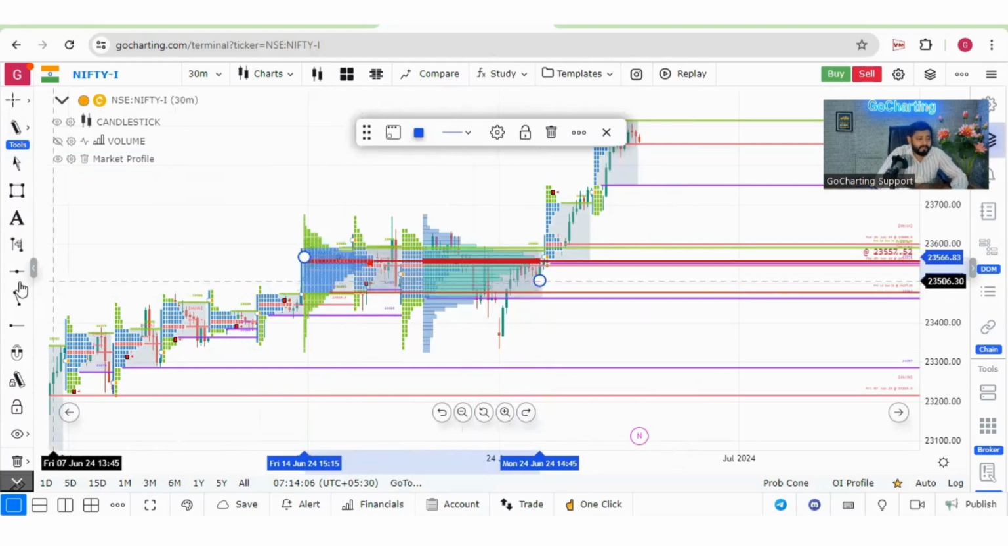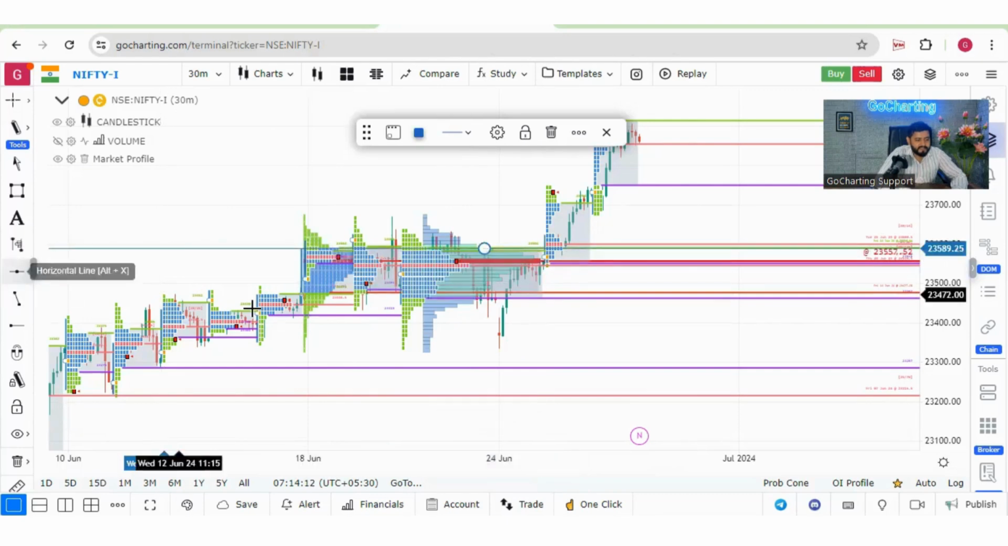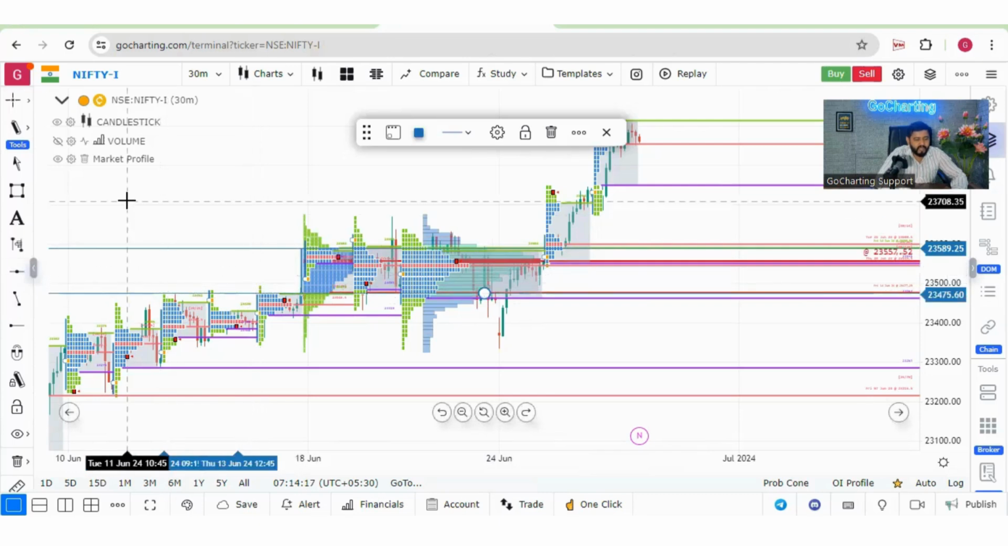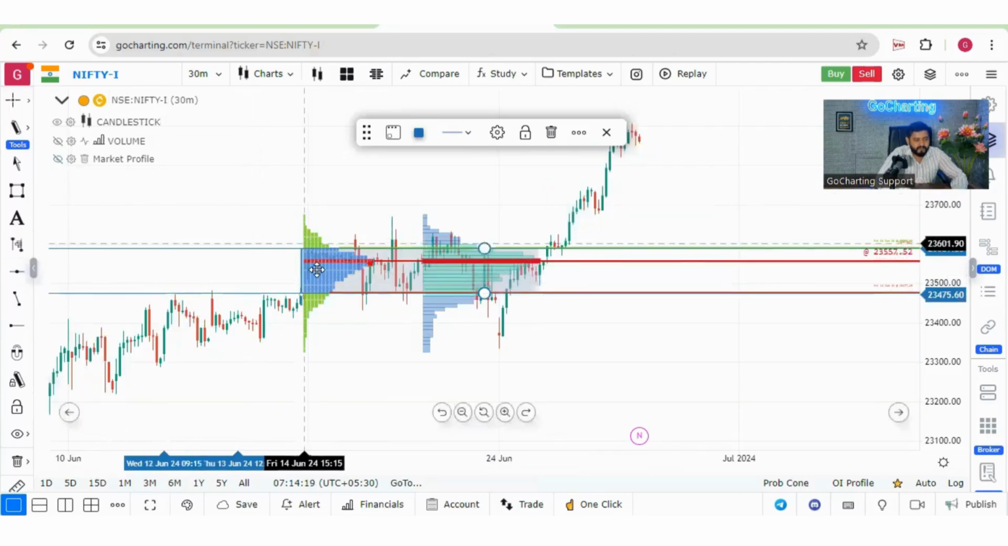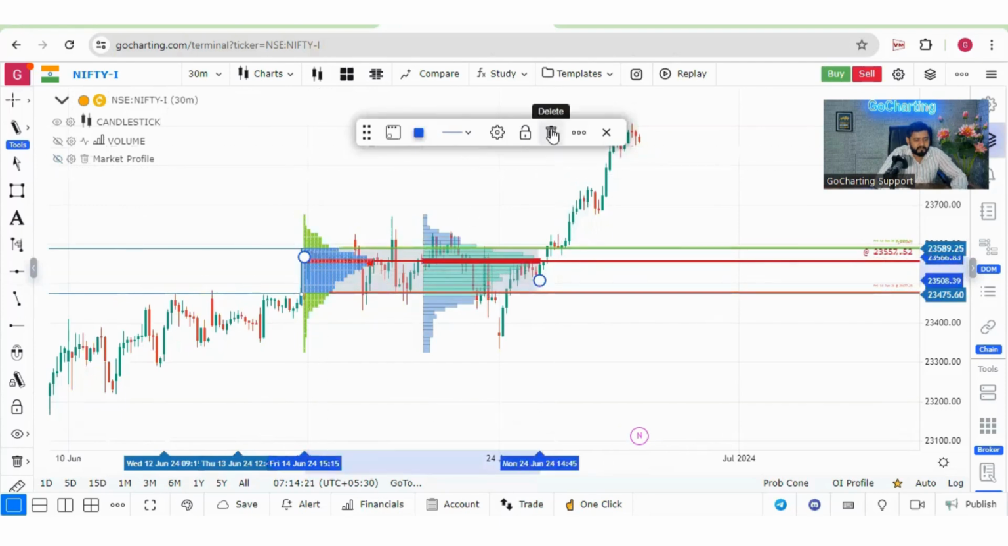Now let me mark the value area for you. So this is our value area high and this is our value area low. So these are our markings. Now I am switching off the market profile and I'm also deleting this one.